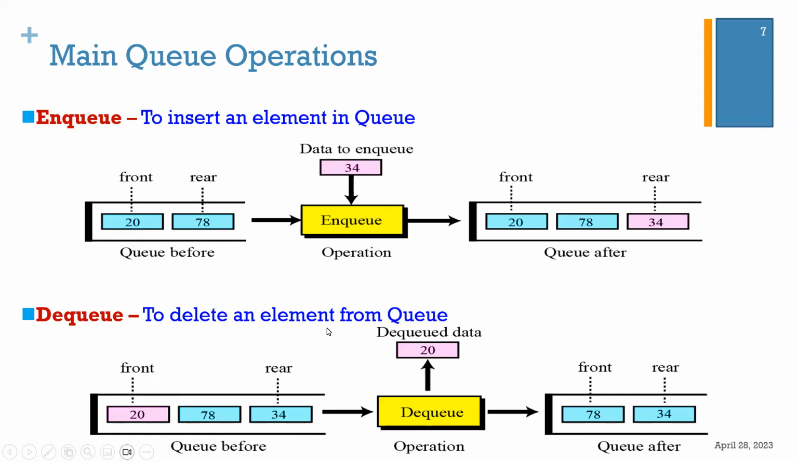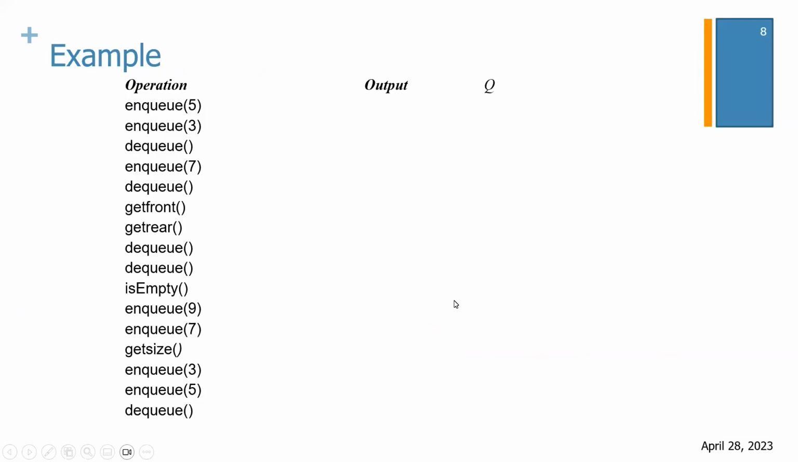So here we now have 20, 78, 34. If we try to dequeue, we will dequeue from the front, so we will dequeue 20. So 20 will be removed here, and the front will point to 78, and the rear is still untouched because this is dequeue. So dequeue handles the front, but enqueue handles the rear. Take care which one deals with enqueue and dequeue.